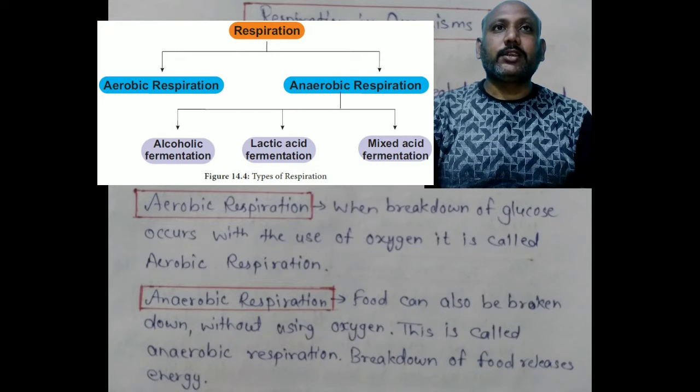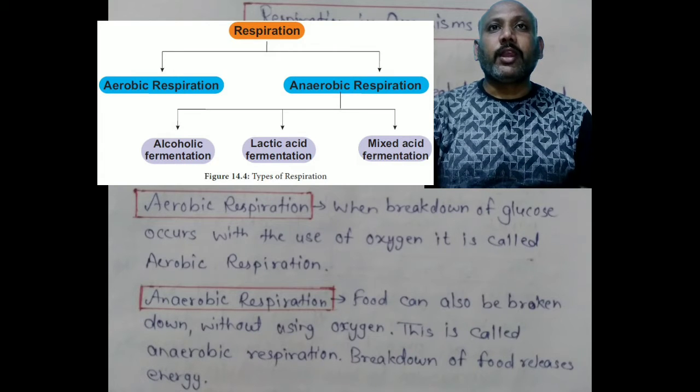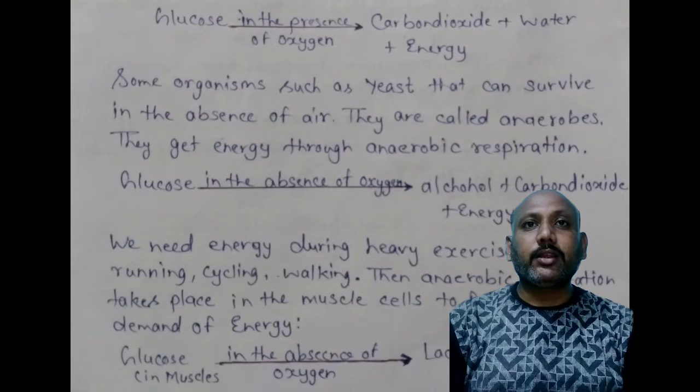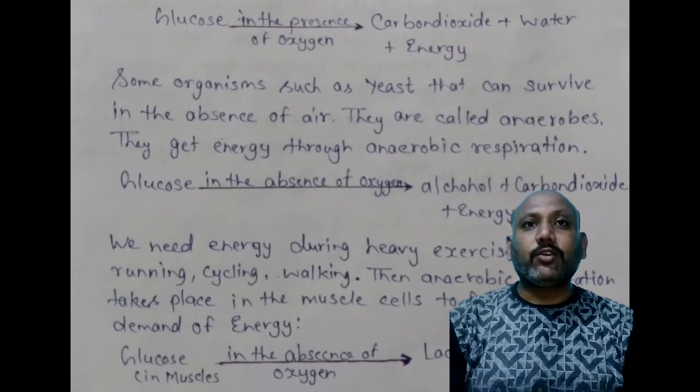Aerobic respiration. When the breakdown of glucose occurs with the use of oxygen, it is called aerobic respiration. Anaerobic respiration. Food can also break down without using oxygen. This is called anaerobic respiration. Breakdown of food releases energy. Example, glucose in the presence of oxygen is changed into carbon dioxide plus water and releases energy.